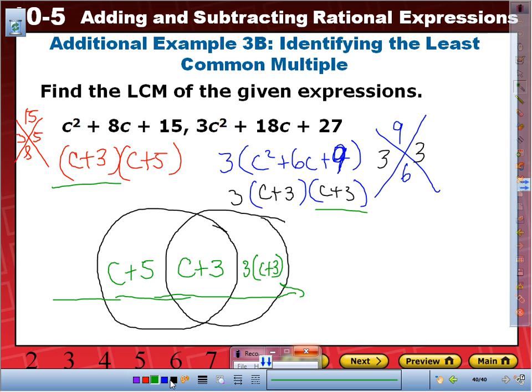What's my first factor? C plus 5 times C plus 3 times... I'm going to write the 3 over here in the front. Everybody look up. Instead of writing the 3 here, I'm going to write it here as a leading factor, and then I'm just going to write C plus 3.